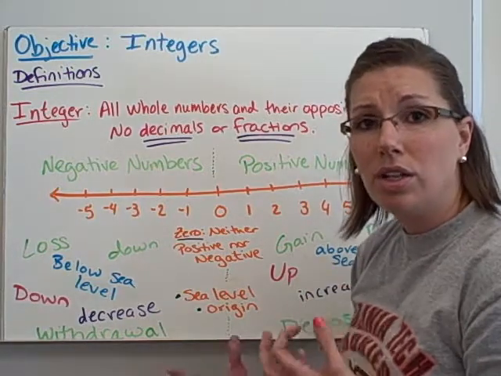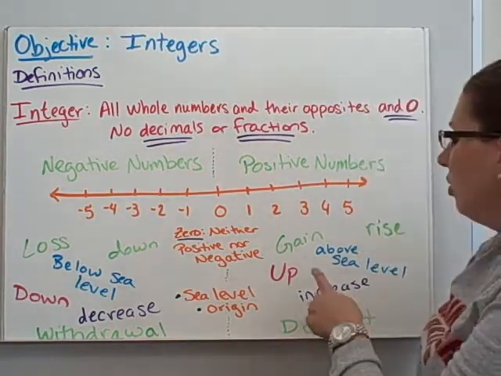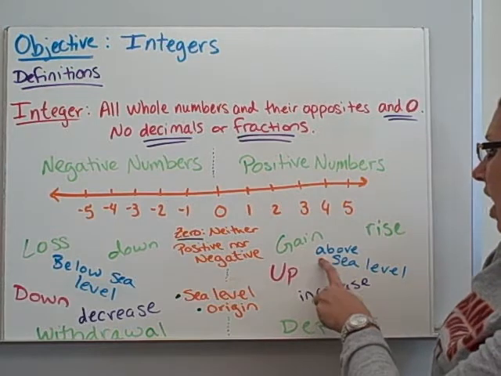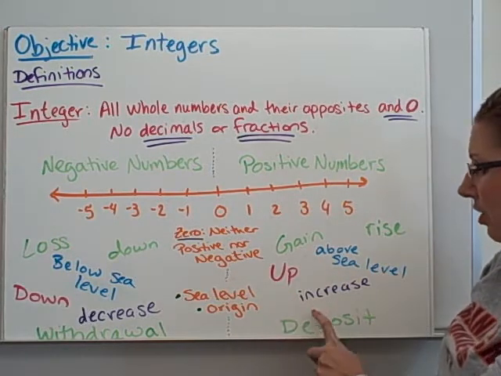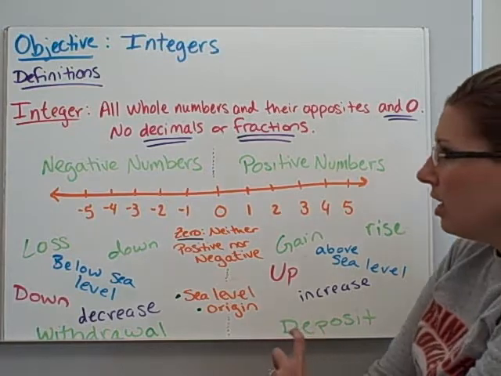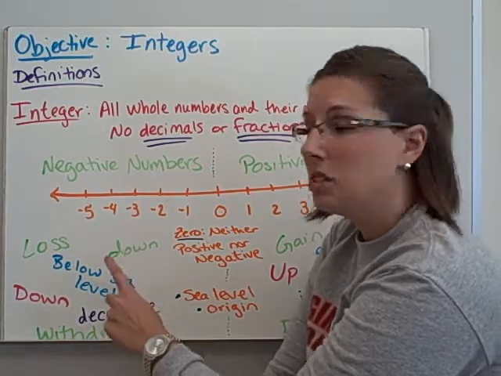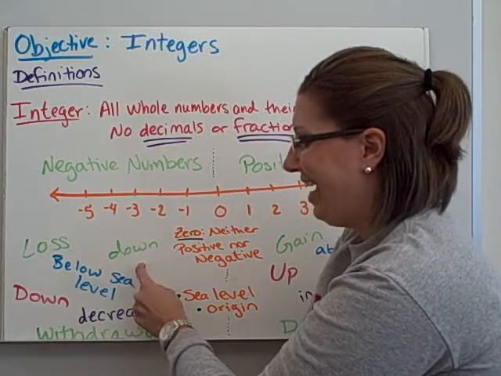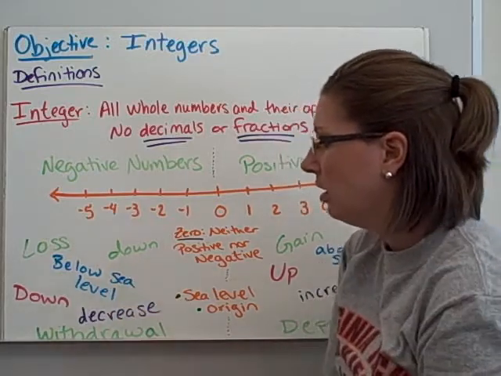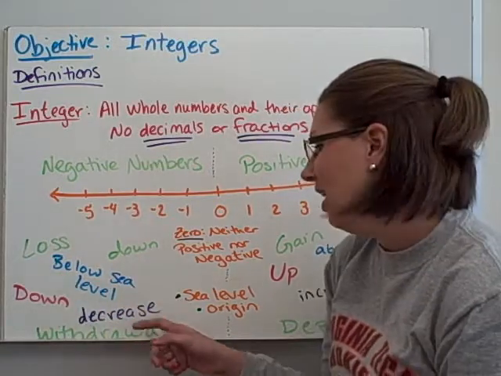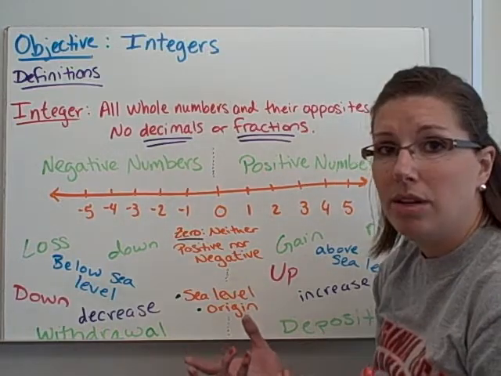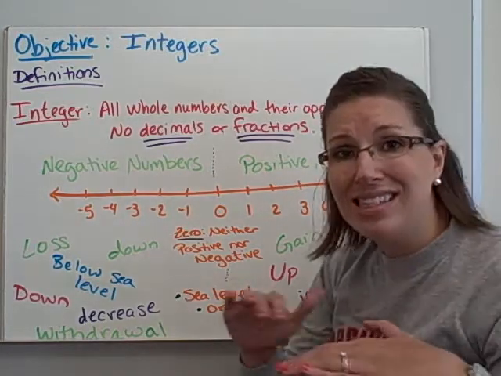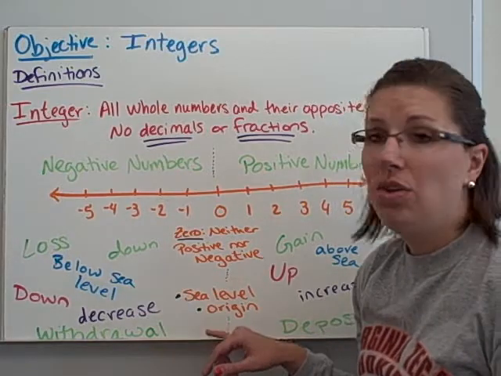Some words that describe positive numbers would be gain, above sea level, rise, up, increase, and deposit. Some words to describe negative numbers are loss, down, below sea level, decrease, and withdraw. Some words that describe the number 0 are just at sea level and the origin.